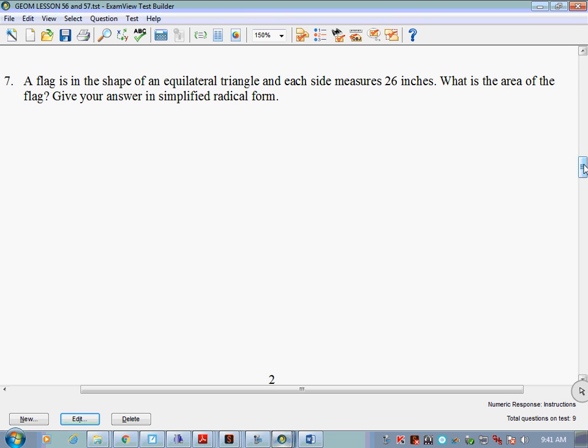A flag is in the shape of an equilateral triangle. Each side measures 26 inches. What is the area of the flag? Give your answer in simplified radical form. This is much like question number 1. So please draw this upright.